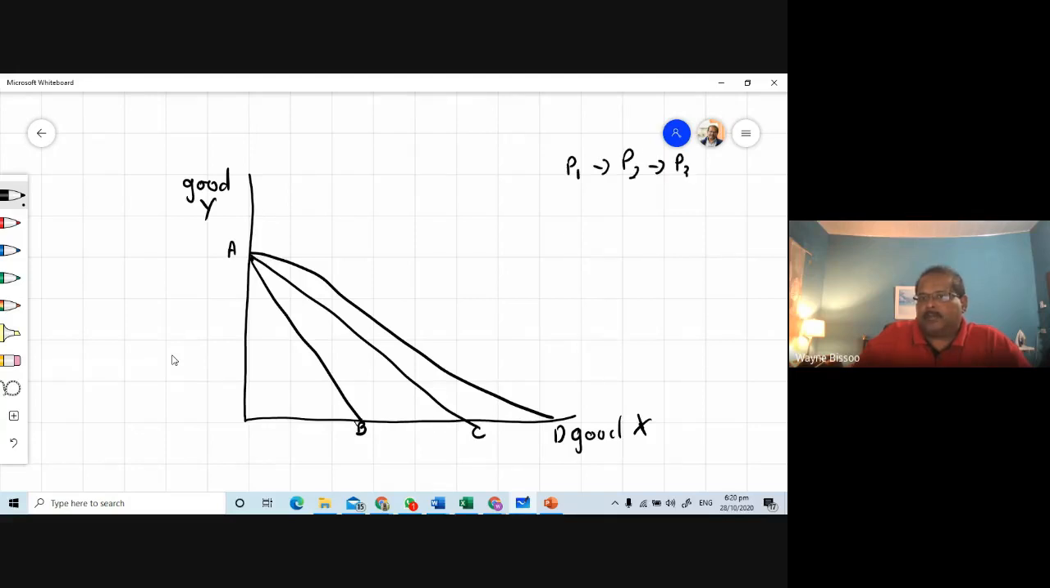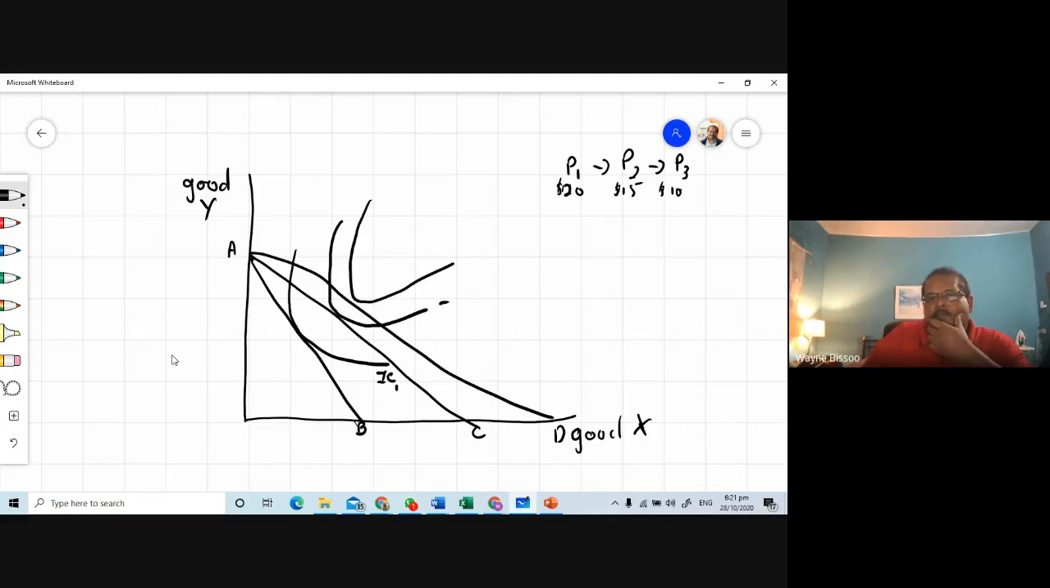And in each case, this might have been $20, this might have been $15, and this might be $10 here. So each one is, the prices are falling. Now, remember, with indifference curves analysis, when we move from one price level to another, it allows us to access higher levels of things. So we could go from IC1 to IC2 to IC3.